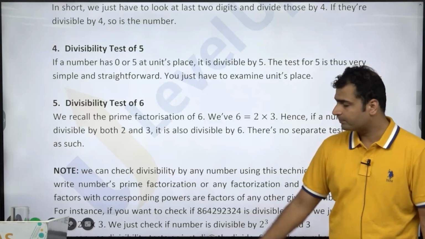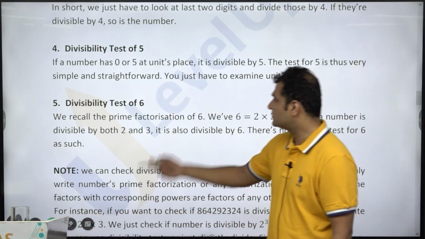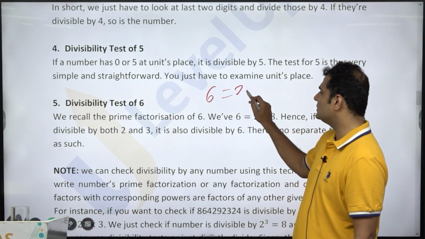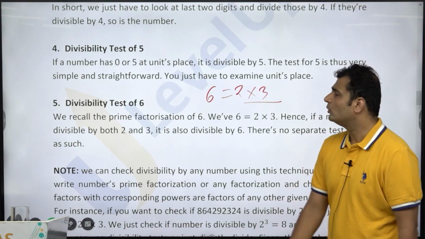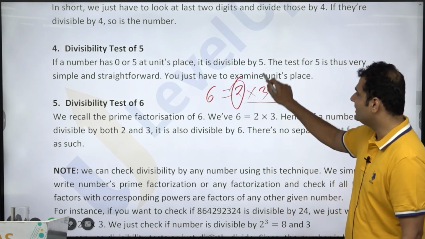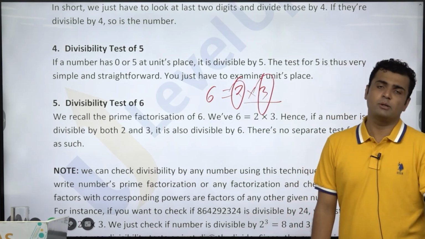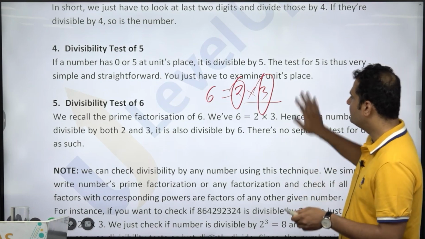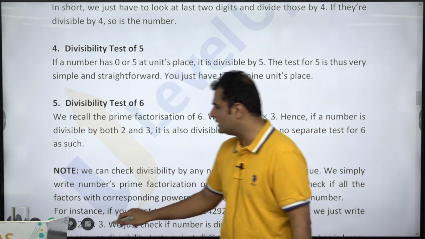टेस्ट ऑफ 6. टेस्ट ऑफ 6 क्या है? 6 वी हैव टू रिमेंबर दैट इट इज 2 into 3. So if the number is divisible by 2 and it is divisible by 3, then it is divisible by 6 as well. But this thing can be extended as well.